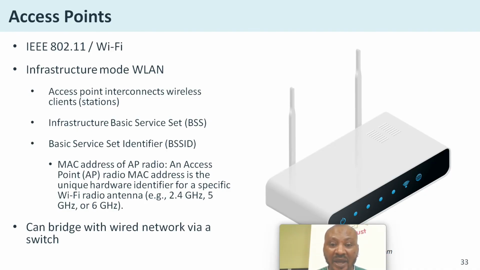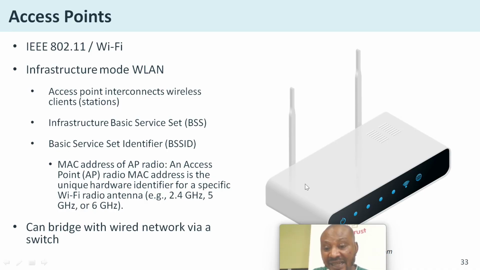Just like in a wired network, a LAN has a cable and a switch. In a wireless network, they don't have a cable. What they have is a wireless network card and an access point. So this is an access point, for instance. This access point, right, must have what is called a basic service set identifier.